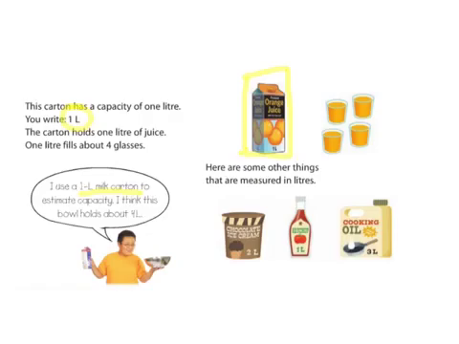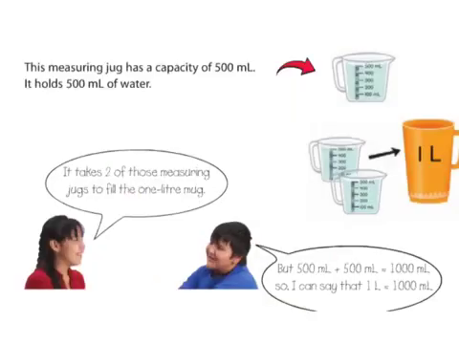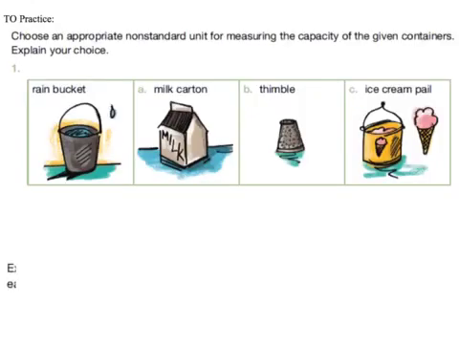So here, for example, if we were trying to find out the capacity of a 1 liter jug, and we had these jugs that do actually measure 500 milliliters, we could know that 2 of those would need to fill 1 liter because there are 1,000 milliliters in 1 liter. 1 liter is equal to 1,000 milliliters.